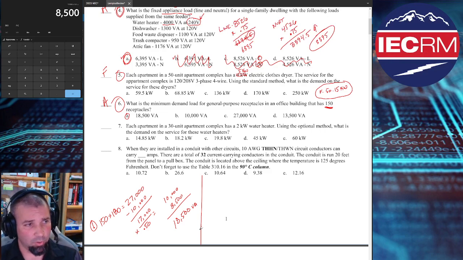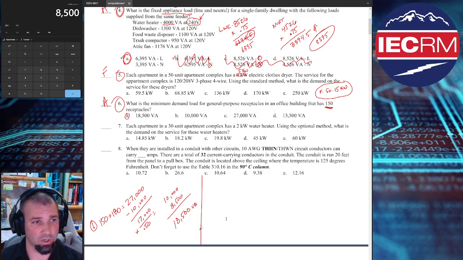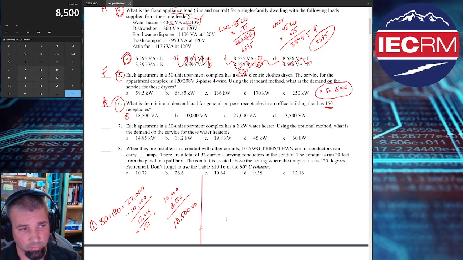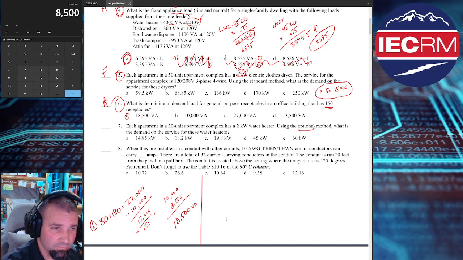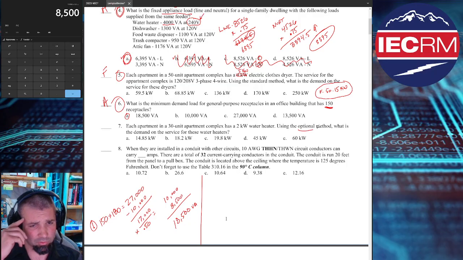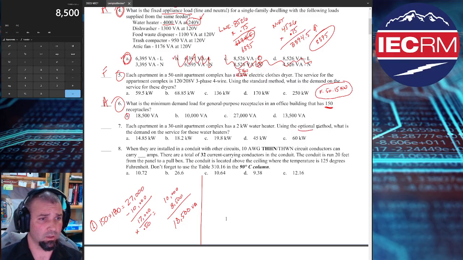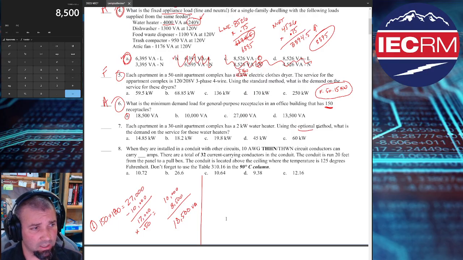Number 7 says each apartment in a 30-unit apartment complex has a 2-kilowatt water heater. Using the optional method, when we are given that piece of information, make sure you record it in your head. Starts around 220.80 or so. What is the demand on the service for these water heaters?